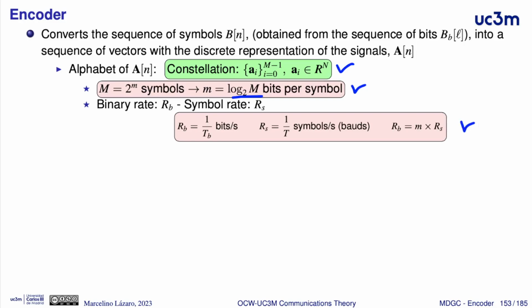Now it is convenient here to remember the relationship between the two transmission rates that we have in a digital communication system. The binary rate, the bits per second, and the symbol rate, the number of symbols per second or bauds. And these two rates are related by the product with the number of bits per symbol.